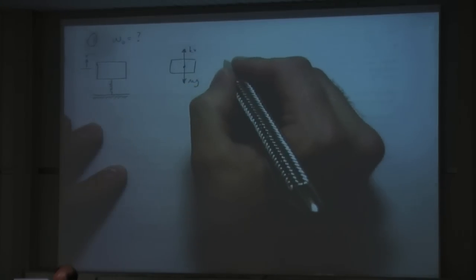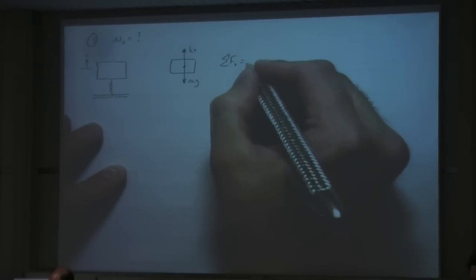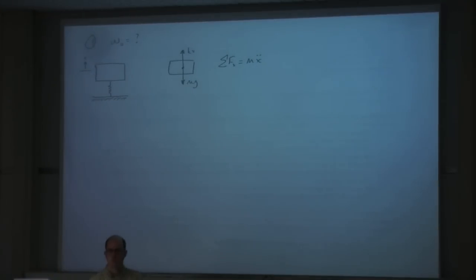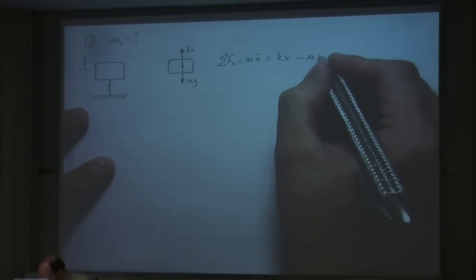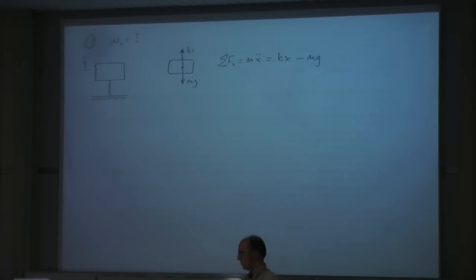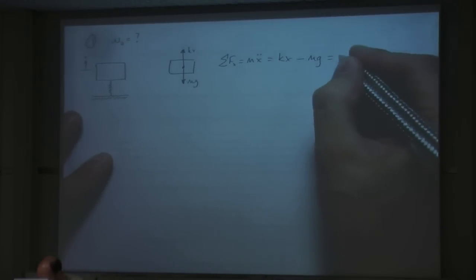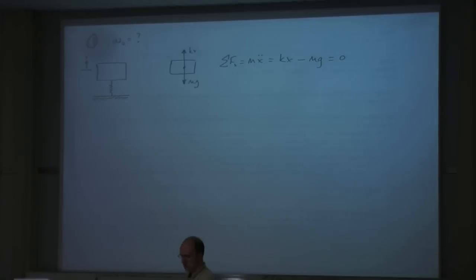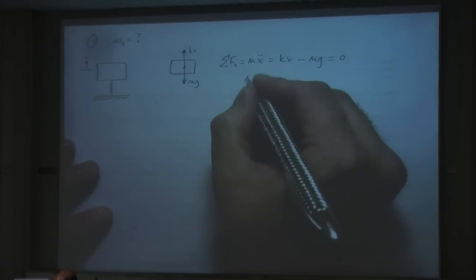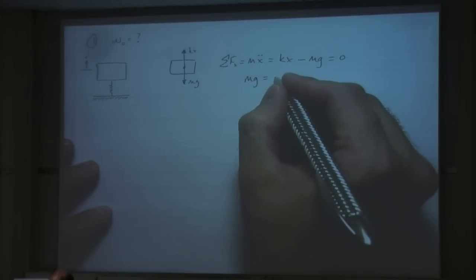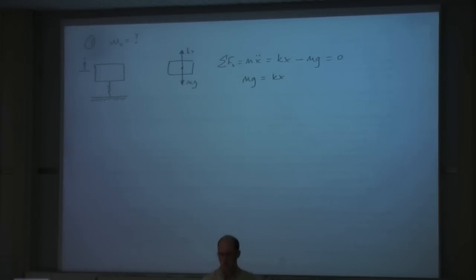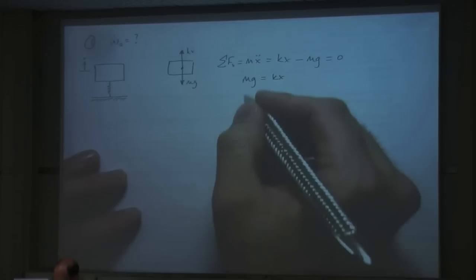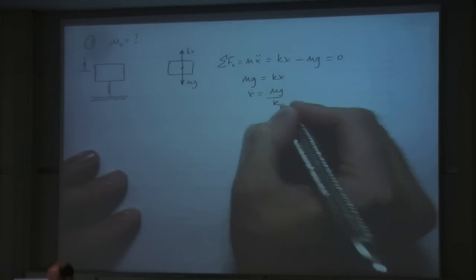So if we do the sum of all the forces in the x direction, it's going to be mass times acceleration in the x direction. And here I've got kx in the positive x direction, so it's positive, minus mg. The system is just sitting on the pad, it's not moving, so x double dot equals 0. So rearranging this equation, we obviously get mg equals kx. And we can therefore say mg divided by k equals x.